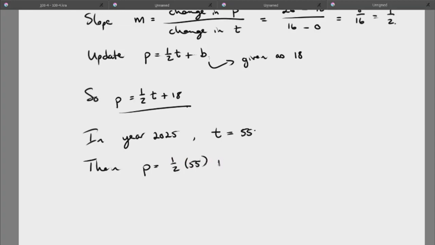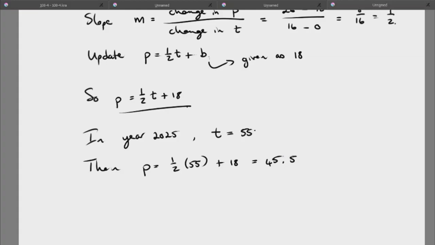Oops, no, plus 18. Decimal number is fine. What do I get? Half of 55, 27.5, plus 18. What do you get? 45.5.